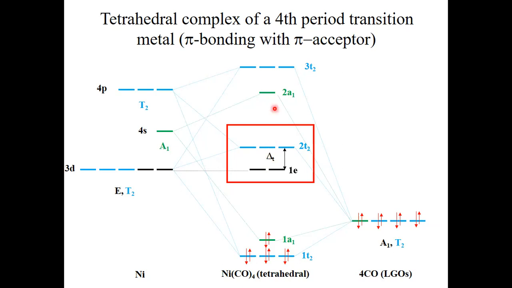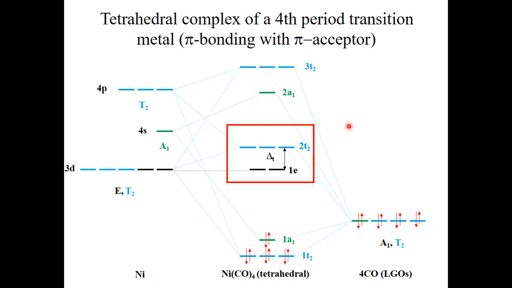So now in addition to that, we would have here this 2a1 antibonding orbital and that 3t2 antibonding molecular orbital. Now how will that change as we consider pi bonding in addition to sigma bonding? Again, there can be 2 cases: the ligand may act as a pi donor, or the ligand may act as a pi acceptor.